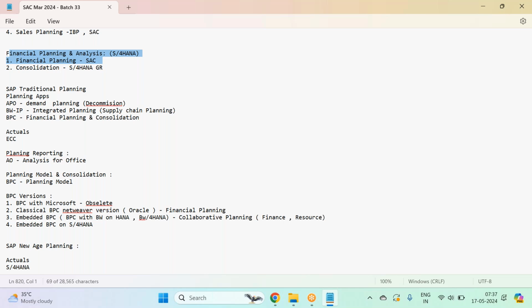And then for planning reporting, we used to have a self-service reporting solution in the form of Analysis for Office, AO. I think most of you know this product, right? Analysis for Office is an Excel-based reporting solution, Microsoft Excel kind of reporting within SAP, and it is majorly used by the planners.